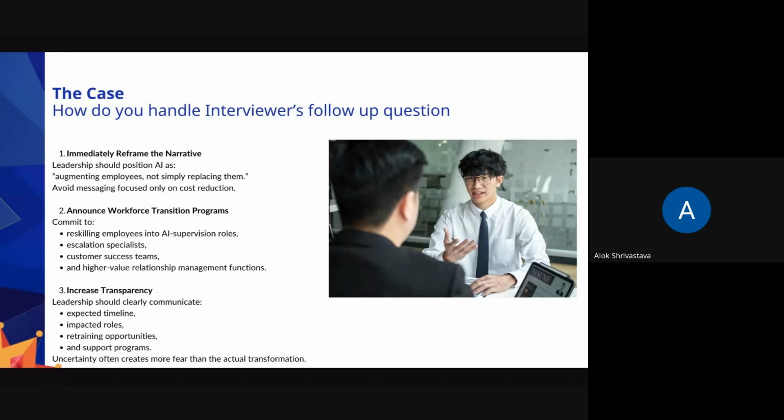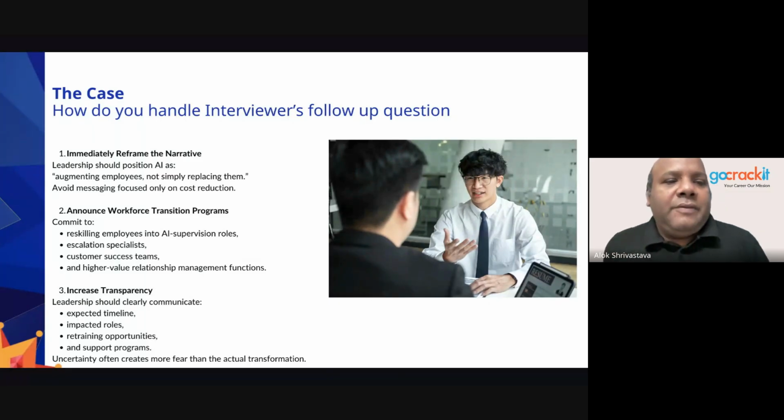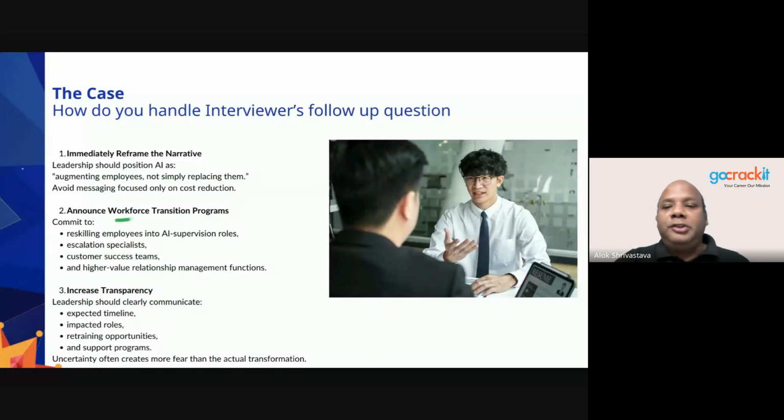So our narrative should not be about cost cutting. We should say that we are augmenting employees, not simply replacing them. Definitely avoid messaging on cost reduction. Talk about a workforce transition program. Commit to reskilling employees into AI.